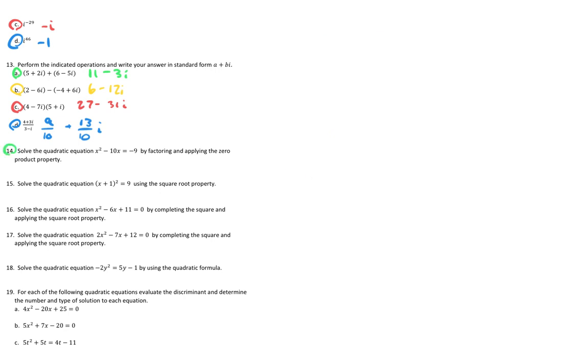Okay, number 14, solve the quadratic equation by factoring and applying the zero product property. So first thing we do whenever we factor is we make one side 0. So we can do that by adding 9 to both sides. So we end up with x squared minus 10x plus 9 equals 0. So now we need to think of two numbers that multiply to 9 and add to negative 10, which means that there's going to be two negative numbers because this one is positive. So we can factor this, we can make it x minus 9 and x minus 1 equals 0.